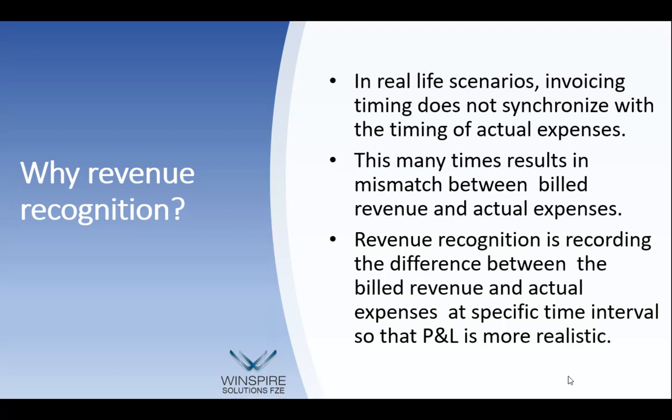Because there is high fluctuation between revenue and cost, you have to even it out when representing it in your P&L. This is done through a method called revenue recognition. It is actually the recording of the difference between the billed revenue and actual expenses. Of course, what I am talking about now is more relevant for finance and accounts people, but in any case, this is an important concept. So we will take one more minute to explain this and then go back to the software.